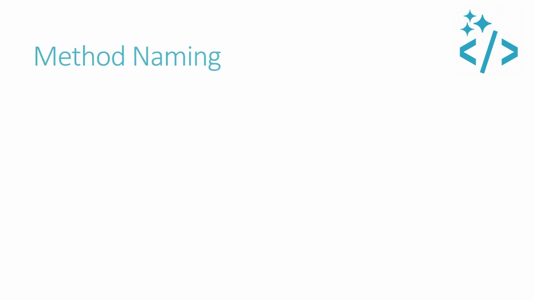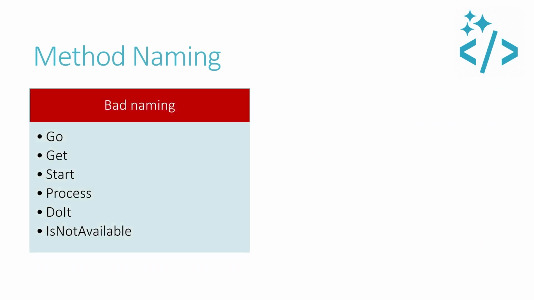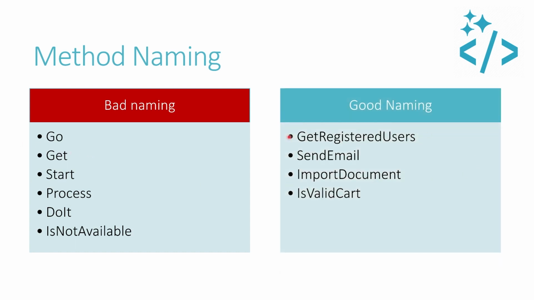Regarding methods, we can have not so good names like go, get, start, process, do it. These are not really good names because they don't tell the intent of what they are doing. A better name would be something more specific. So getRegisteredUsers, sendEmail, importDocument, isValidCard. So we should really think of good names because they make code more readable.